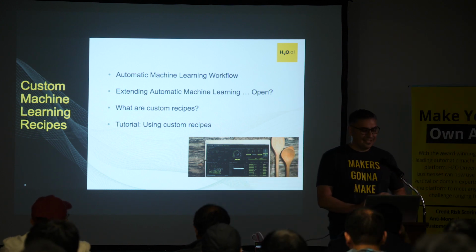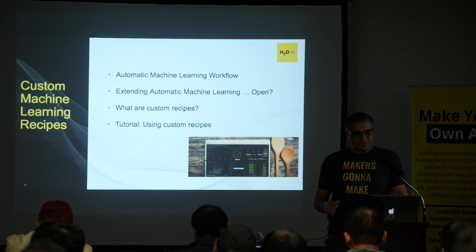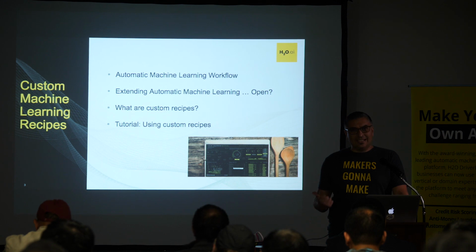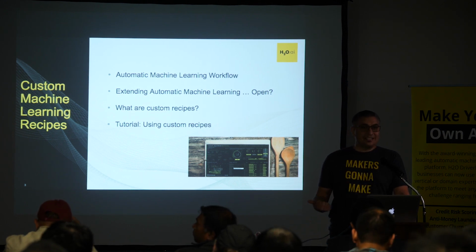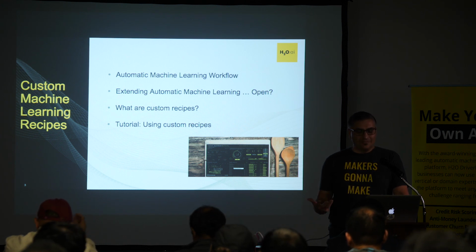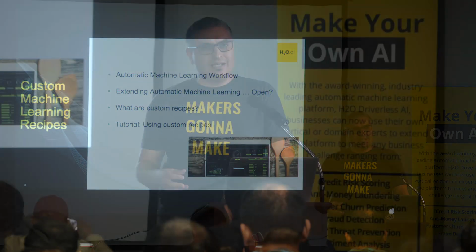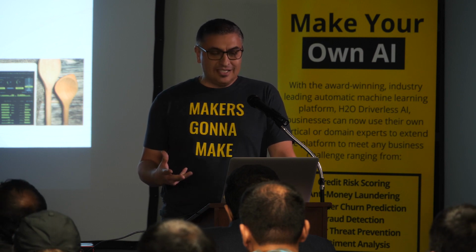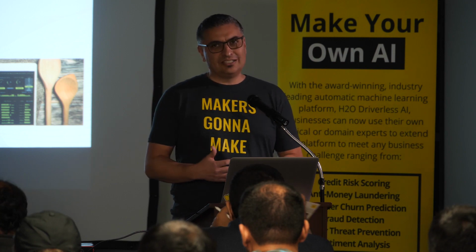Okay, so this is our basic agenda tonight. We're going to talk a little bit about automatic machine learning and the workflow and some tooling that can help out with that. Then we'll talk a little bit about extending automatic machine learning, right? Can we extend automatic machine learning? And if so, can we do it in such a way that it's open? And so we'll talk a little about that. And then we have this notion about recipes. So we'll talk about what is a recipe and the role in automatic machine learning that it plays. And then there's nothing like actually getting hands-on with the tool to actually learn more about it.